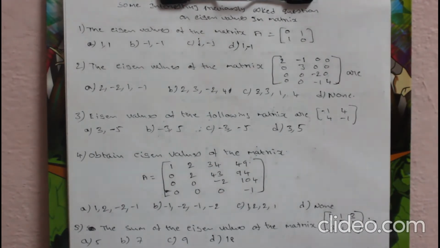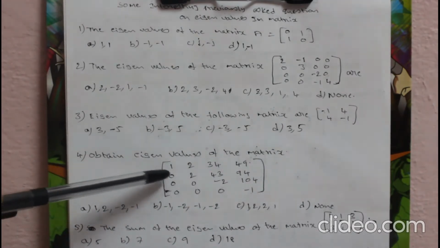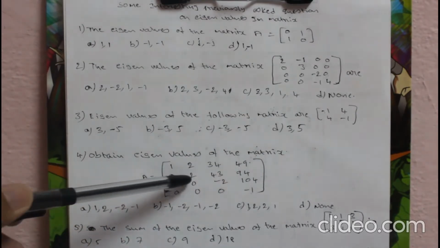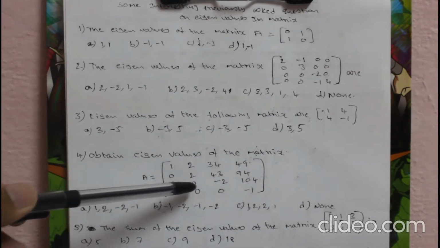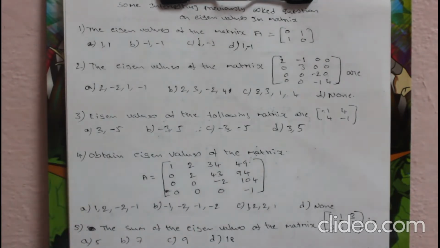Okay, now look at question number 4. Obtain the eigenvalues of the matrix A equal to 1 2 34 49, 0 2 43 94, 0 0 minus 2 104, 0 0 0 minus 1. So look at the matrix carefully. It is an upper triangular matrix.